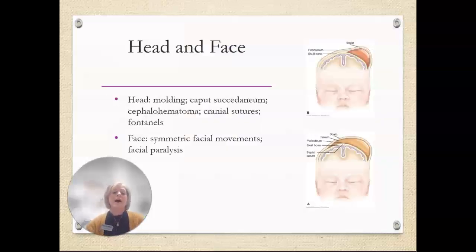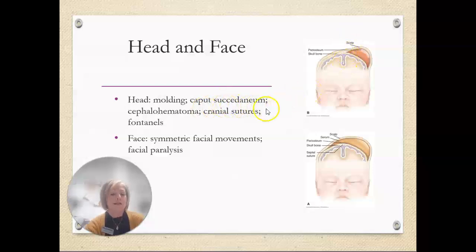Head and face: the head's naturally going to mold as it comes through the birth canal, but two things we want to look at are caput succedaneum and cephalohematoma. We're going to look at those cranial sutures, and we're going to look at the fontanelles. The biggest thing about a cephalohematoma is that it will not cross the suture line. When you look at this baby, you can see the suture right here. This is underneath the periosteum. The periosteum's right here, and this collection of blood is underneath that, so it will never cross that suture line.